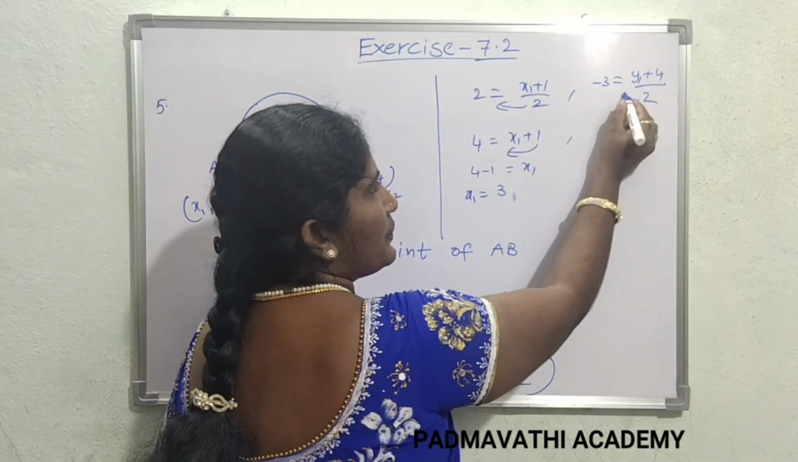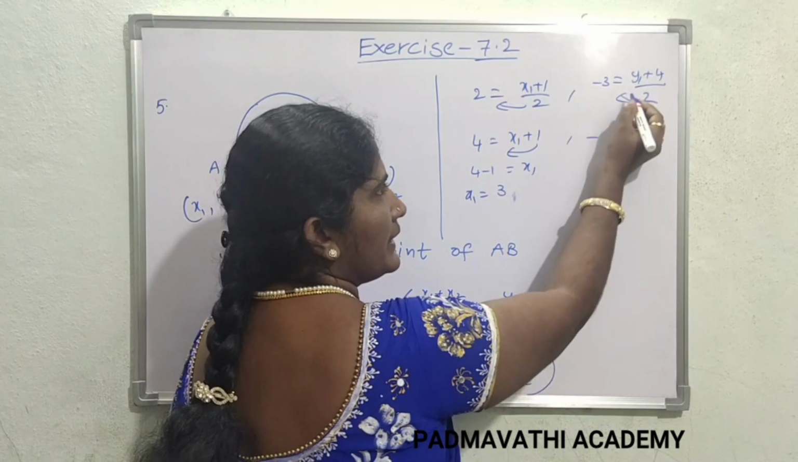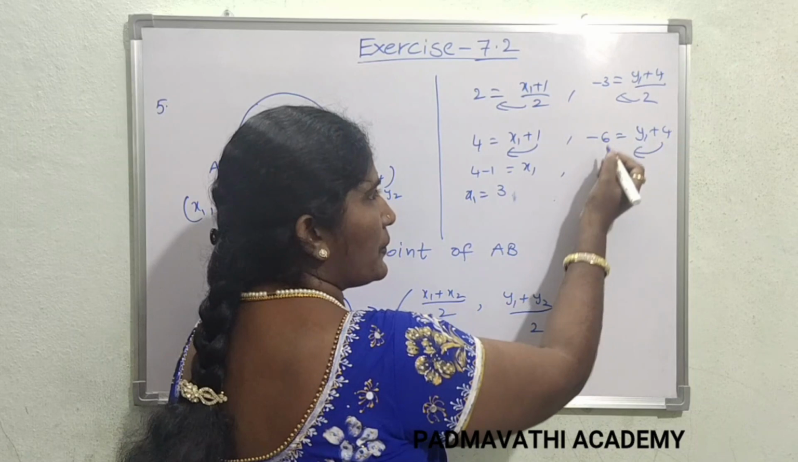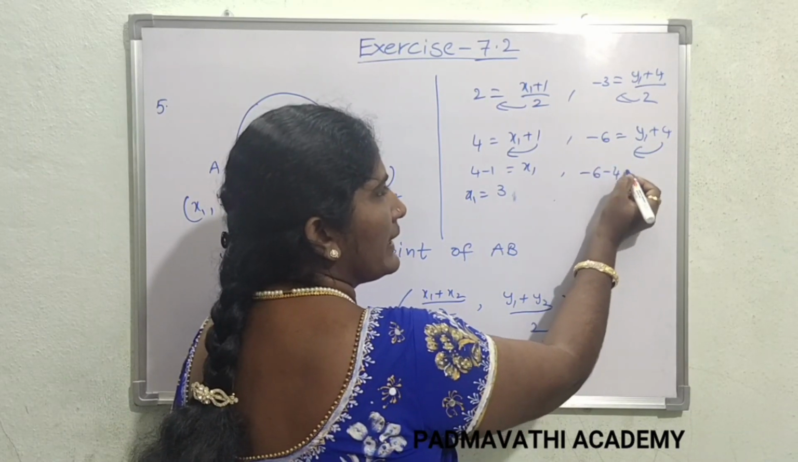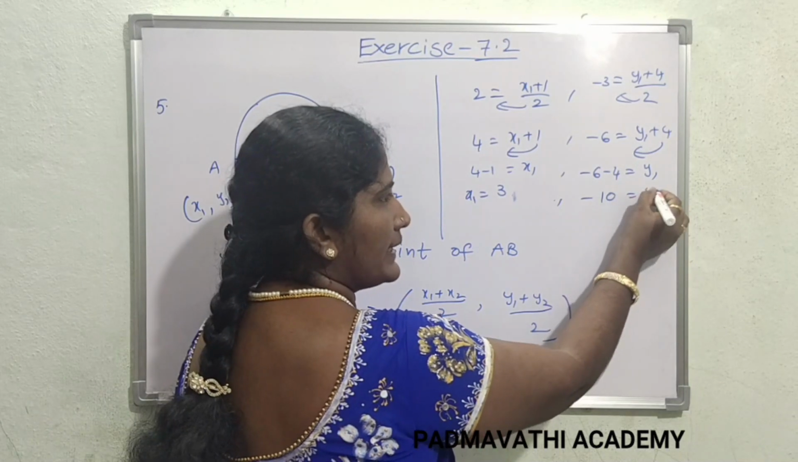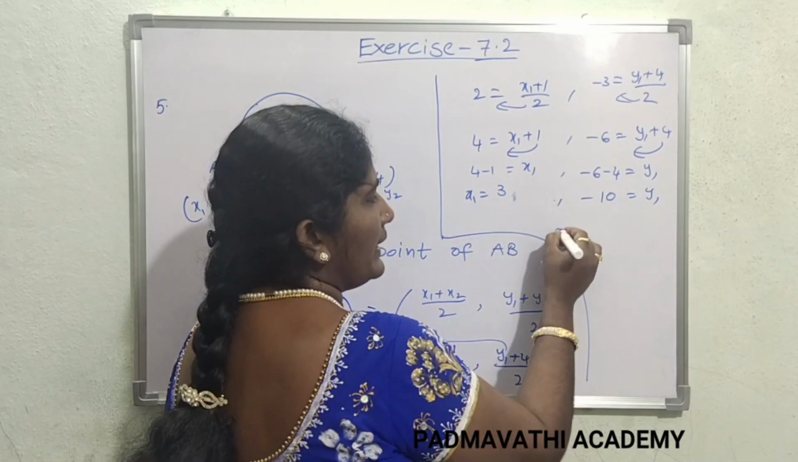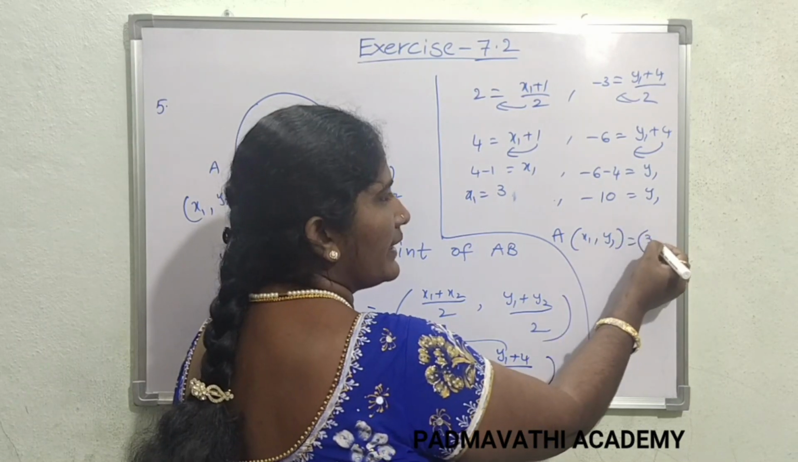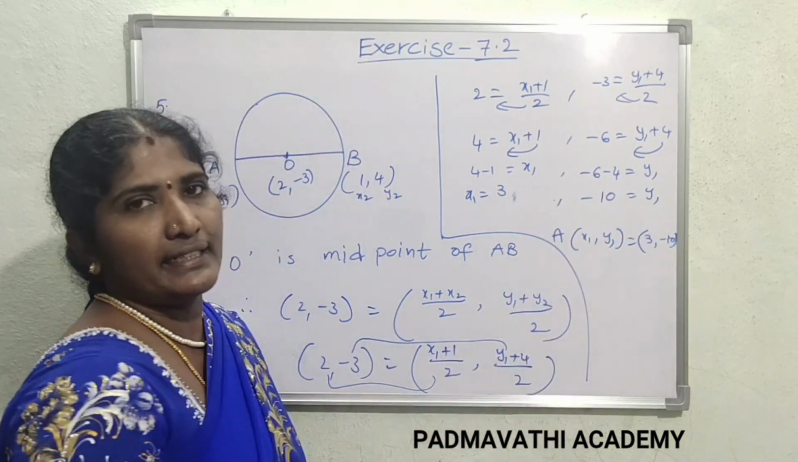Coming to here, transpose 2, multiplication. Minus 3 into 2, minus 6, y1 plus 4. Now plus 4 transpose to LHS, it becomes minus y1, minus 6, minus 4. Both are having same signs, addition. Therefore, coordinates of A, x1, y1, is x1 is 3 and y1 is minus 10.